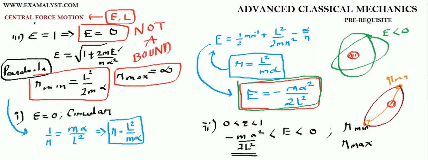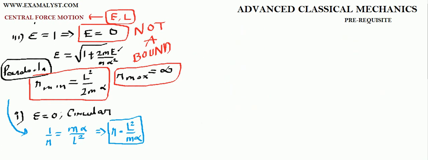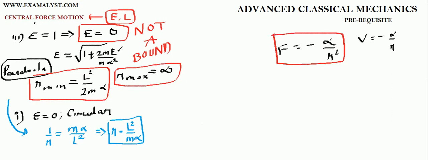Quite interesting, right? What I want to say here is that, up to the discussion we had till now, we assumed that the force is minus alpha by r square. We assumed this because our potential was minus alpha by r, and we solved all the equations related to this force. This force is a particular force, that is the gravitational force.